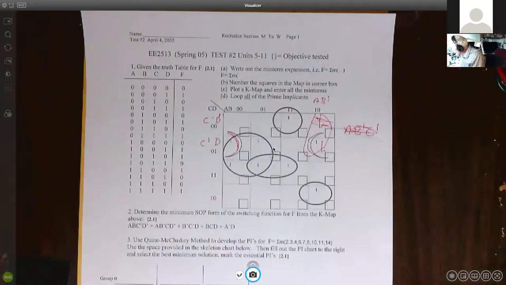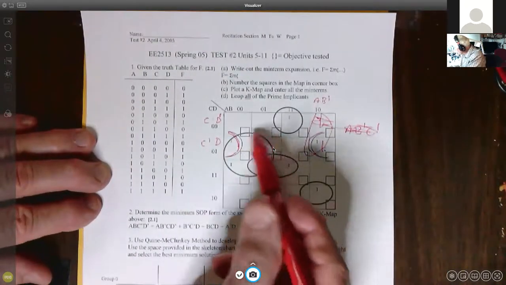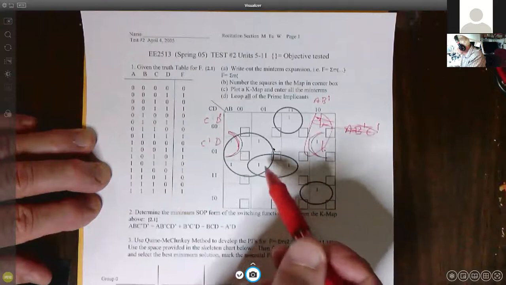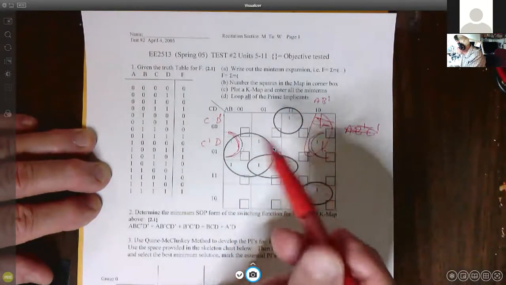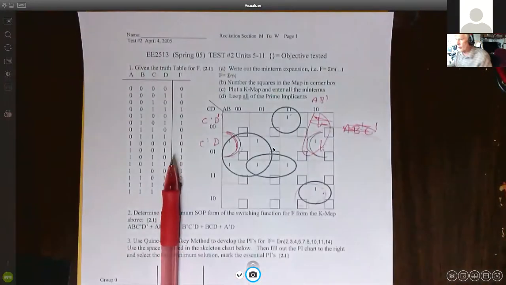All right, so we have this group of four, this group of two, this group of two, this group of one, this group of one. Five prime implicants. The fact that these are groups of one, they're still prime implicants because they cannot be combined with another group of one to make a group of two. And this group of four, these two aren't independent.